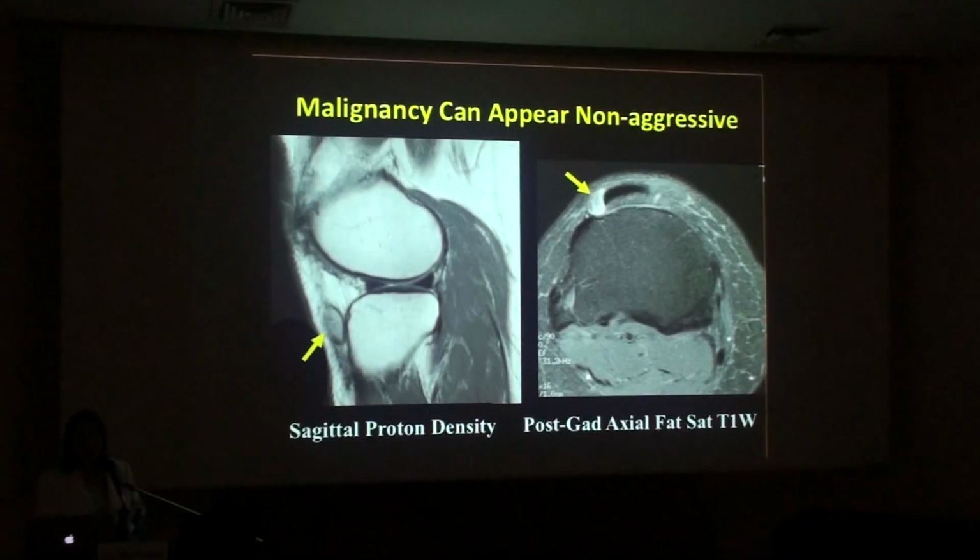Malignancy can appear non-aggressive. So we've seen a couple lesions now that were sarcomas, but they're not very aggressive looking. They can be small, they can have very smooth borders. Soft tissue sarcomas tend to have smooth borders much of the time. And so they can appear non-aggressive, but don't be fooled by that. So in this case, this lesion was a small synovial sarcoma.